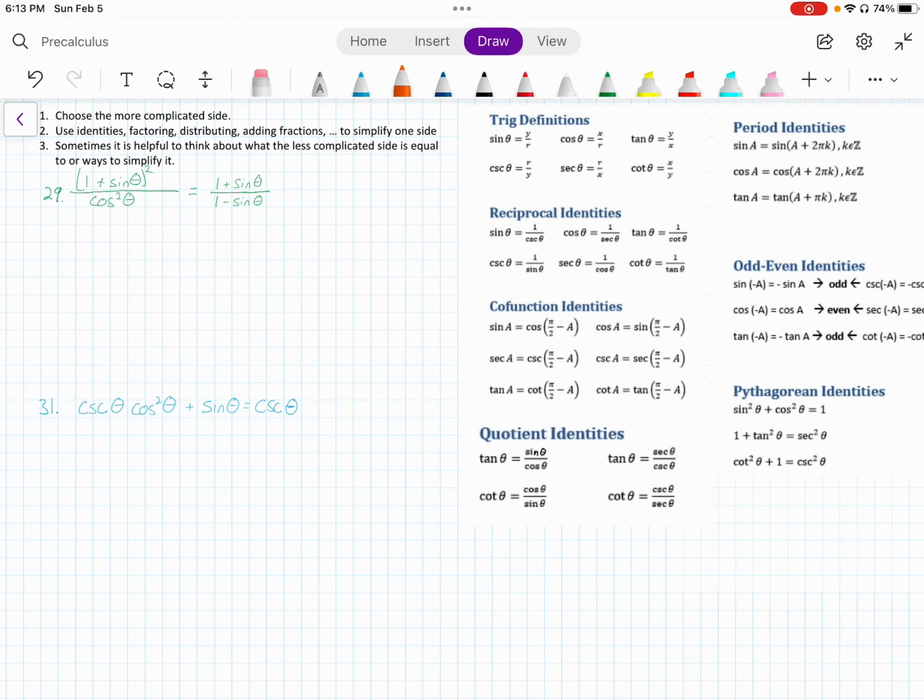Our final two examples for verifying trig identities. We're looking at number 29, and in my opinion, I would say the left side is still a little more complicated, although you could give some argument for the right side. But we'll go ahead and start with the left.